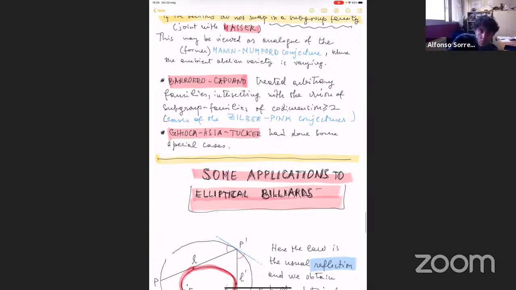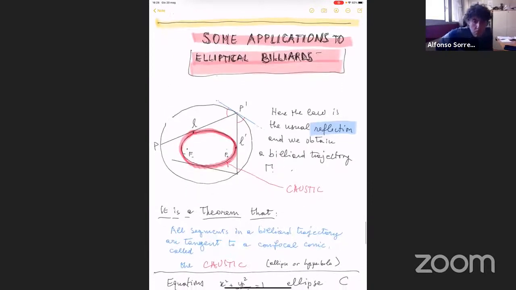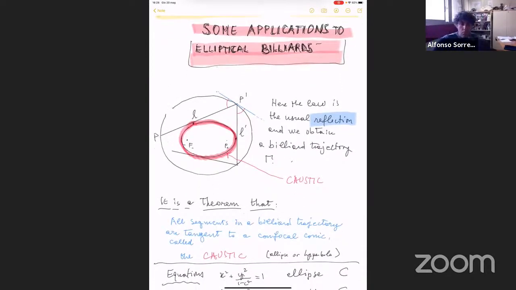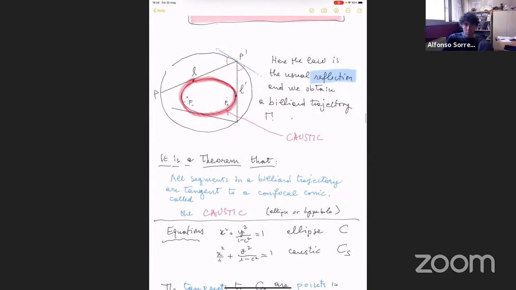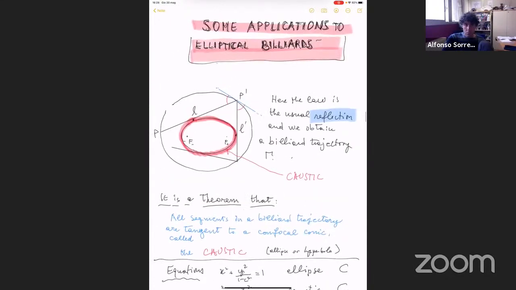Now let me come to the applications to billiards. And billiards, for me, I will consider only elliptical billiards. So elliptical billiards are billiards, of course, whose table has a border which is an ellipse. And the law is the usual reflection. So we obtain a billiard trajectory. And an old theorem, but very interesting, may be proved by Euclidean geometry. It is not a stupid theorem, it is subtle, but it may be proved by basics of Euclidean geometry.